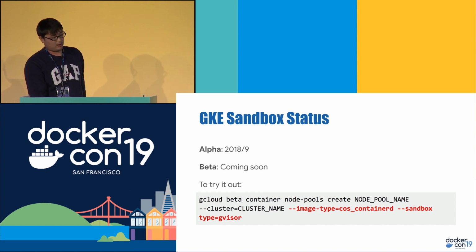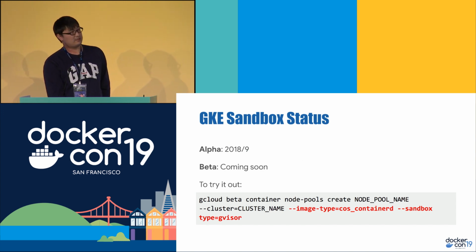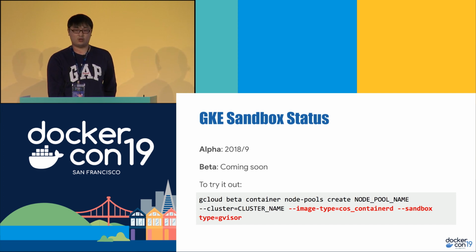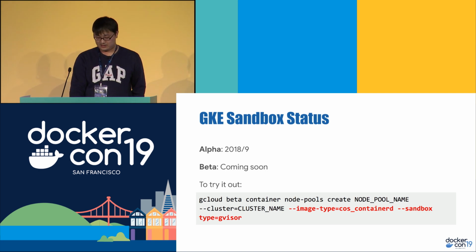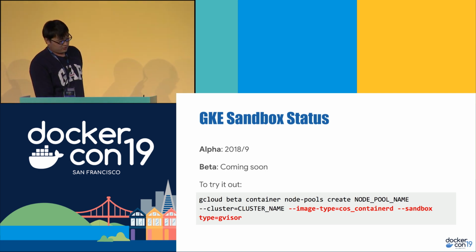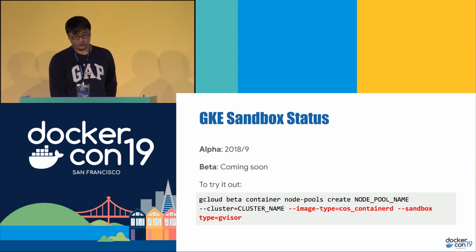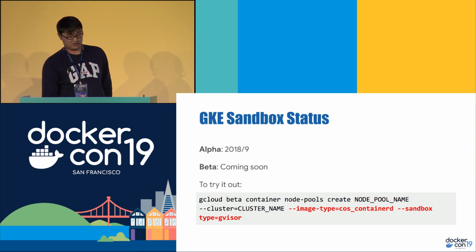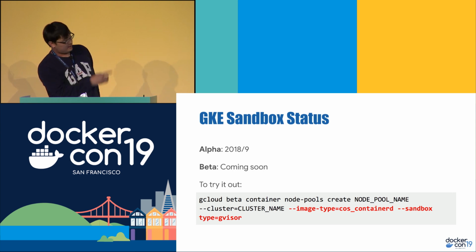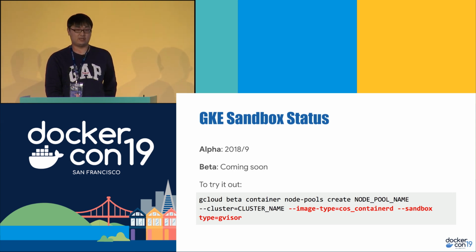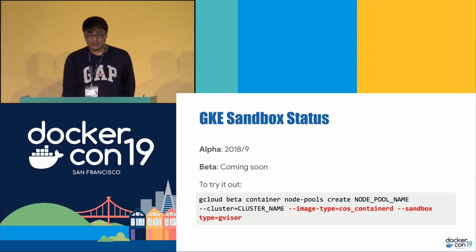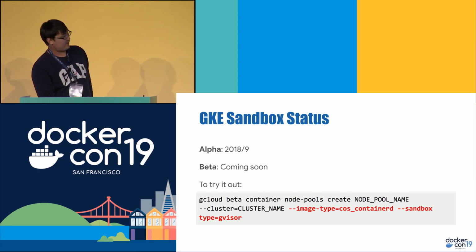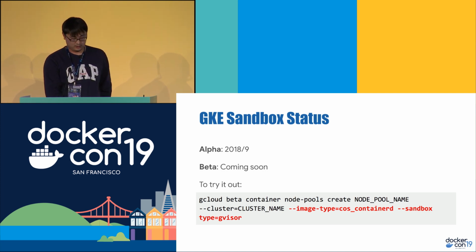So GKE Sandbox was alpha last September, and the beta is coming soon. Hopefully next week, and I hope it's not delayed. But anyway, it's coming soon. And to use this, basically just run this command against your GKE cluster to create a node pool which has gVisor support. So two important flags. One is the image type I mentioned. You need to use the containerd image because the whole thing is built on top of containerd. And the second thing is to specify the sandbox type to be gVisor.